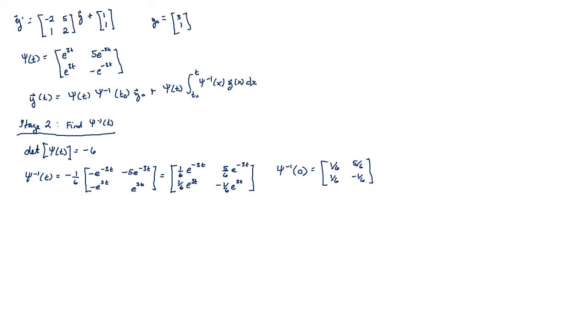So there's two pieces in here that I need to deal with. I need to deal with this first part, which is going to give me back my complementary solution, and I need to deal with the second part, which is going to give me back my particular solution. So let's start with the complementary solution piece first. So I'm going to calculate psi of t multiplied by psi inverse of t naught multiplied by y naught.